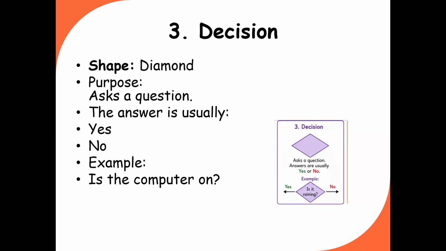Example, is the computer on? If yes, you use the computer. Thus, you go for another process. If no, you have to turn on the computer. Otherwise, we cannot use the computer. So we keep going back until we turn on the computer. Yes means continue. No means turn it on.